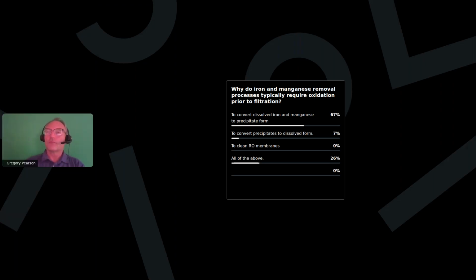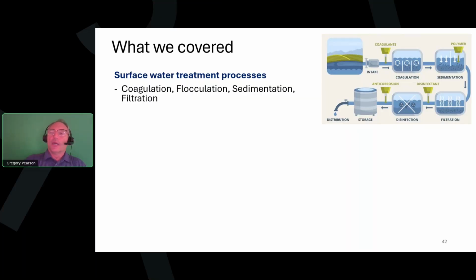Okay, so the final results for this poll, 67% said it's to convert dissolved iron and manganese to precipitate form. 7% said to convert precipitates to dissolved form, and 26% said all of the above. Excellent. Okay, and of course we're converting the dissolved iron and manganese to precipitate form. And so if we have any questions, I'll take them.